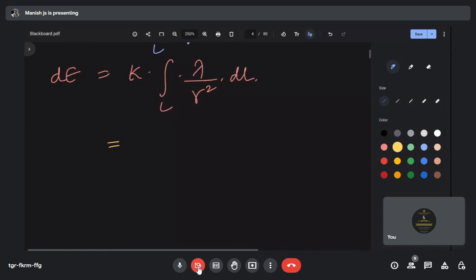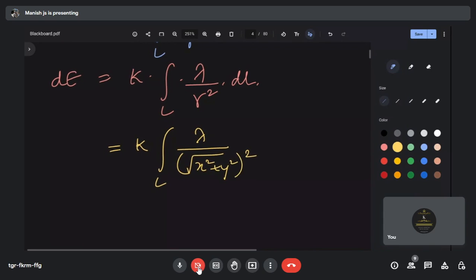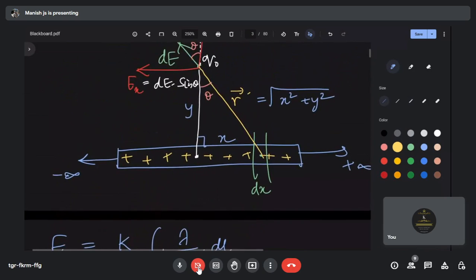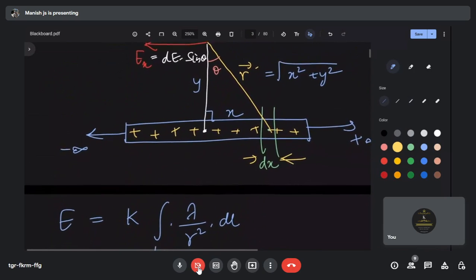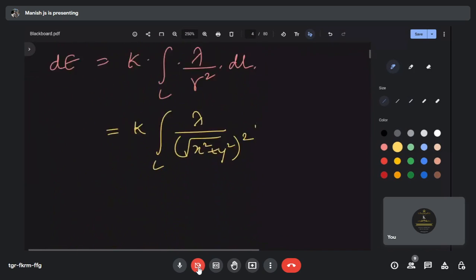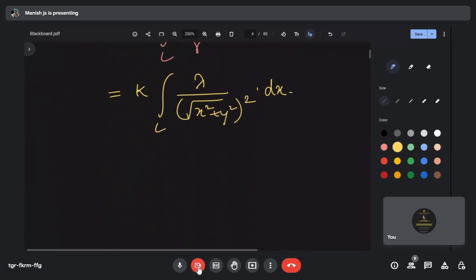Lambda into dl upon r square. So I am substituting the r square value. r square will be root of x square plus y square, whole square. Now in the place of dl, I have taken a small element in the x direction. It is a linear distribution, so at the cross in the x direction, into dx. So I am substituting. Simple.